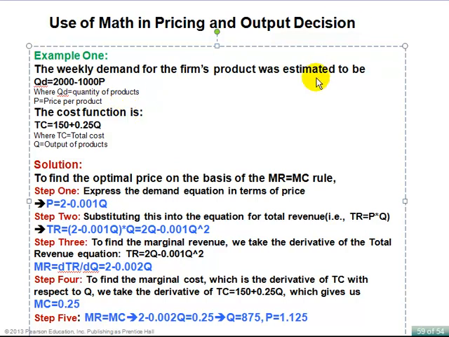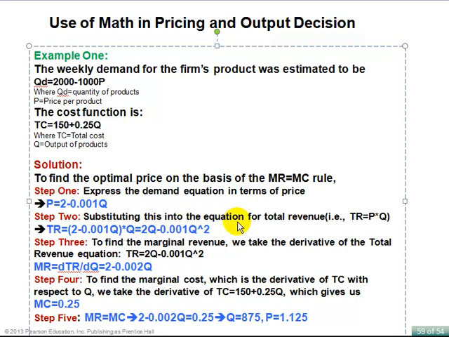Again, remember our goal here is to find the optimal price and quantity which maximize the profit. To get there, we use MR equal to MC rule. So step 1. Express the demand equation in terms of price. So QD is 2000 minus 1000 times price. So price is 2 minus 0.001 Q.